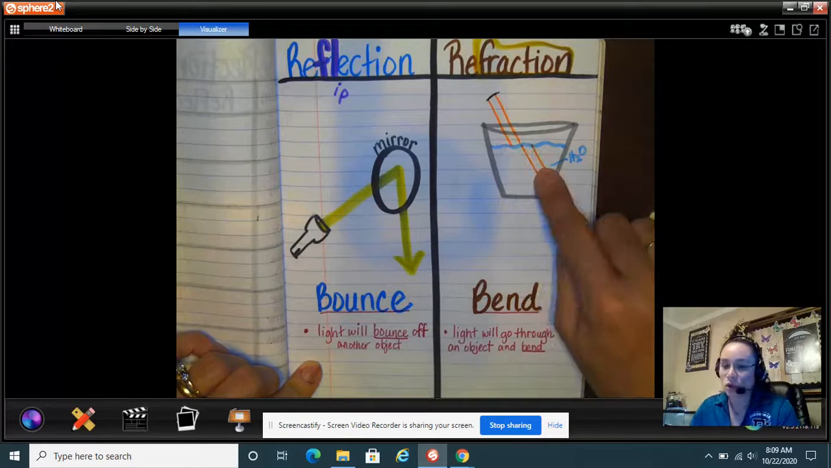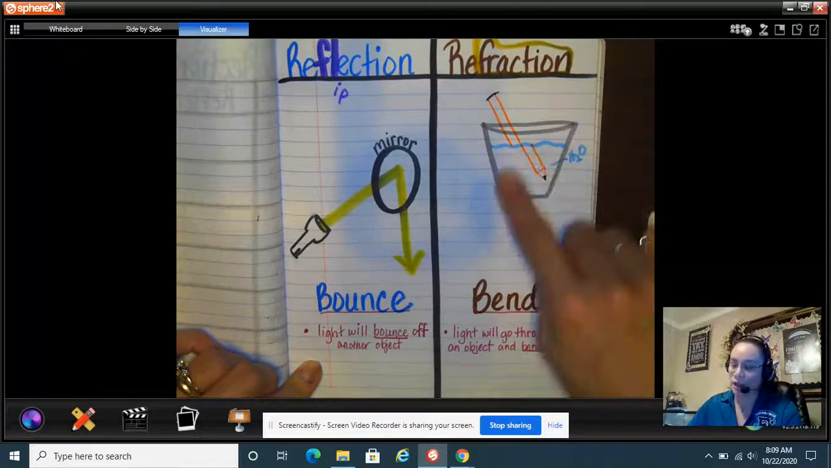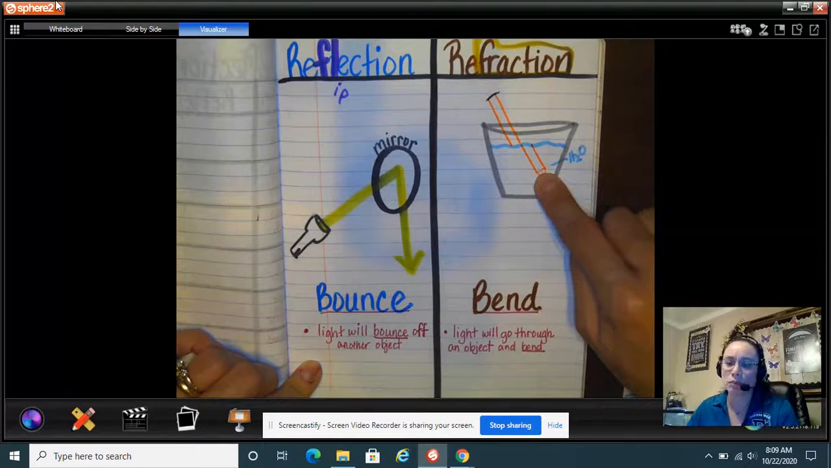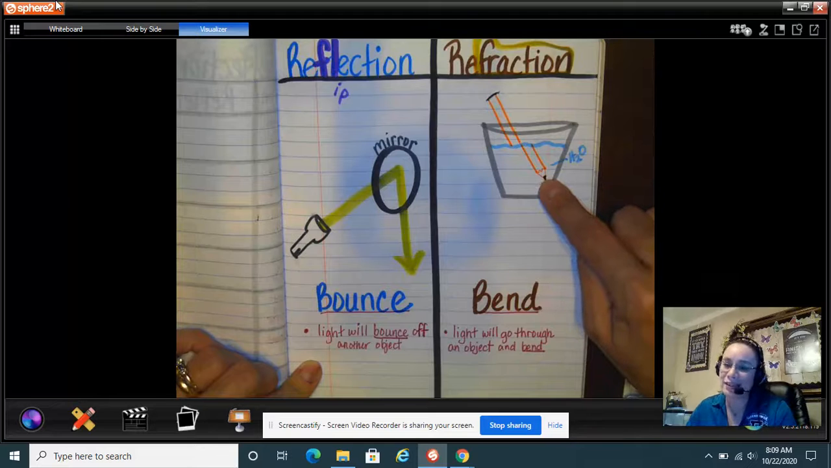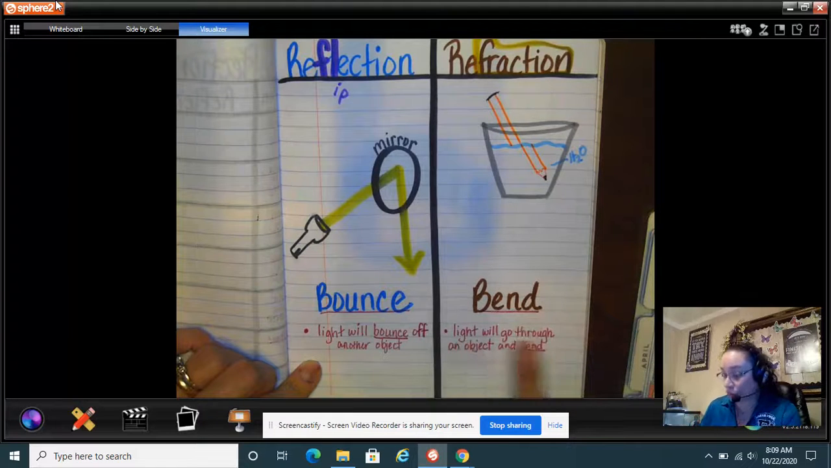What if the light goes through and you put your pencil in a glass of water? The pencil will look broken. Is it broken? No, it's just a fraction, or it's refracting. That means the water and the air in the cup is making the image look broken. Okay, because the light that's going into the cup is bending. Okay, so I have the word bend. Light will go through an object and bend.